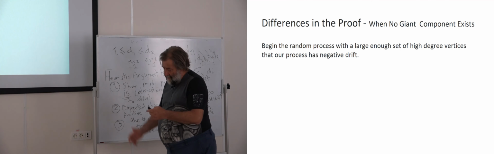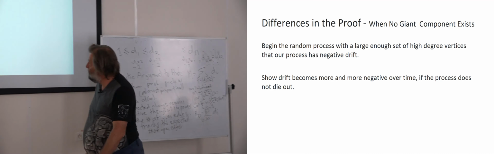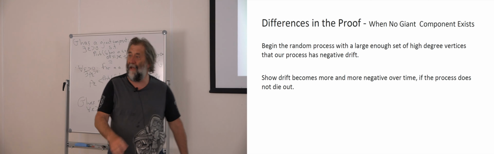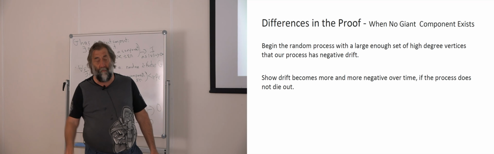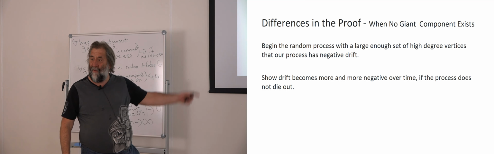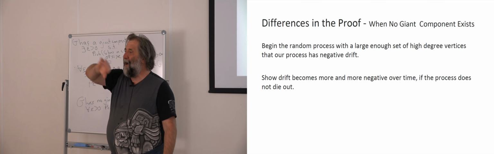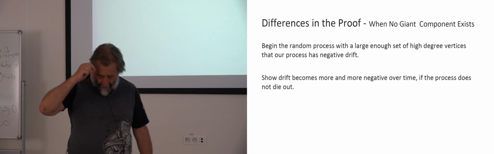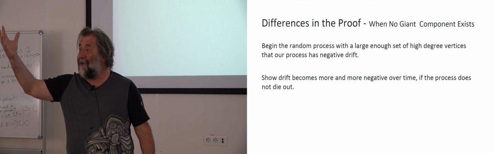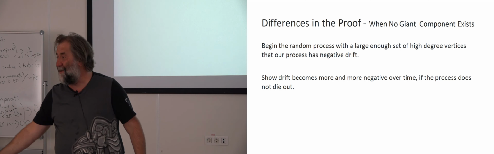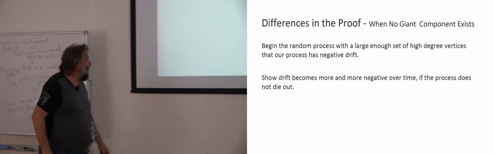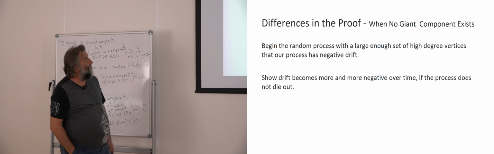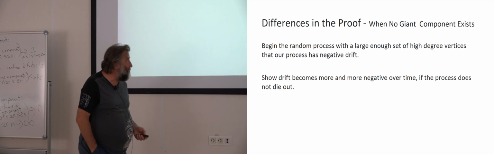And you also show that the drift becomes more and more negative over time. And that's just a deterministic fact, it's not just likely that it will happen. If you think about our example with the matching edge and the star, if you pick a matching edge, then the drift stays high. But as soon as you don't pick a matching edge, as soon as the thing gets bigger than size 3, then you've made it more negative. It's the same kind of thing here. If the component doesn't die out, then your drift has to be getting more negative.